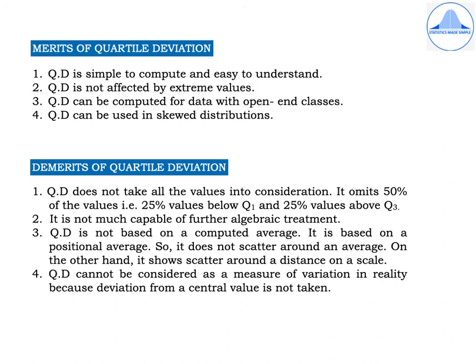Some of the demerits of the quartile deviation: it does not take all the values into consideration. It omits 50% of the values, that is 25% values below Q1 and 25% values above Q3. Second, it is not much capable of further algebraic treatment. Third, the quartile deviation is not based on a computed average. It is based on a positional average, so it does not scatter around an average. On the other hand, it shows scatter around a distance on a scale. Fourth, the quartile deviation cannot be considered as a measure of variation in reality because deviation from a central value is not taken.